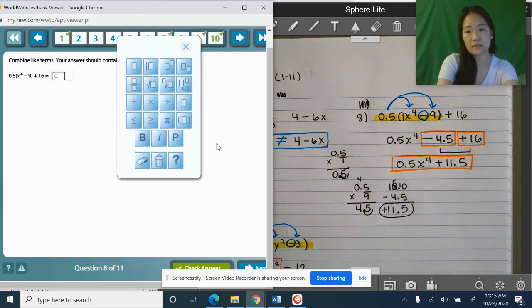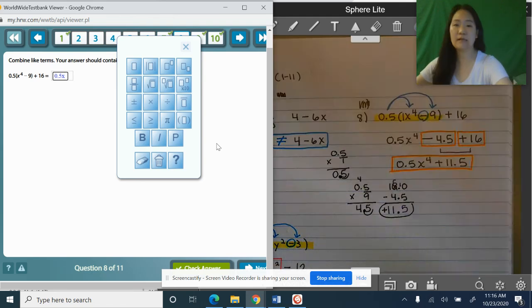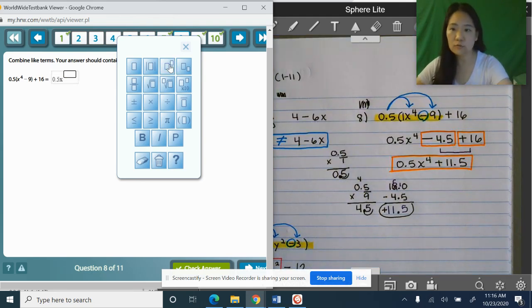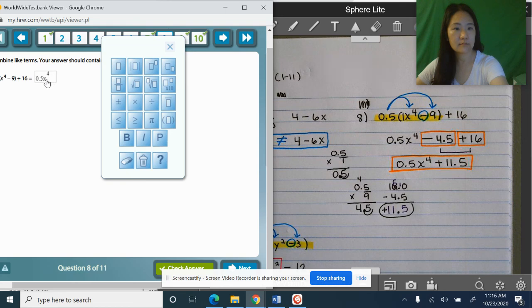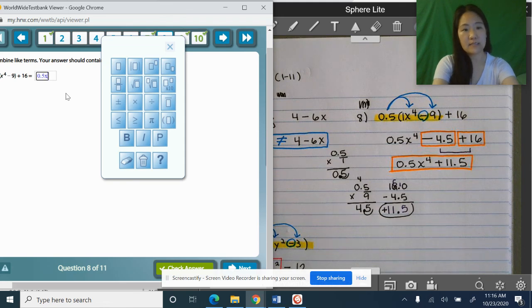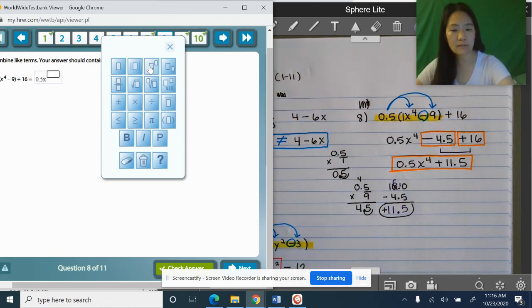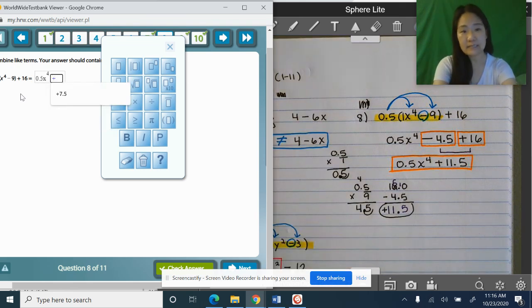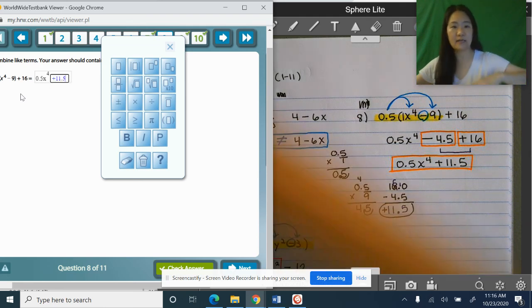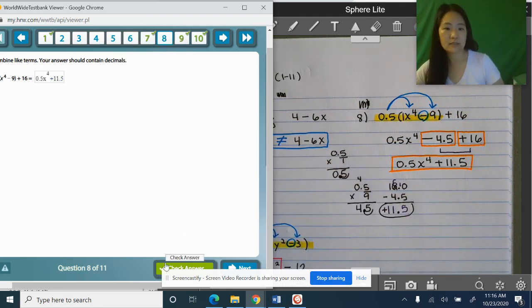So 0.5 x, and then remember the exponent icon to the fourth power. Oh, sorry. Let me delete it and redo it. So 0.5 x to the fourth power. I'm going to use the arrow to get out of the exponent box, and then I'm going to type plus 11 and 5/10. And let's check the answer.